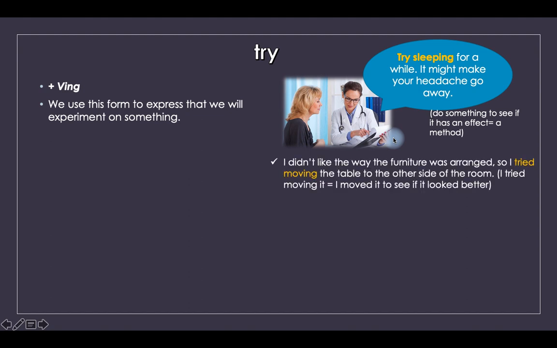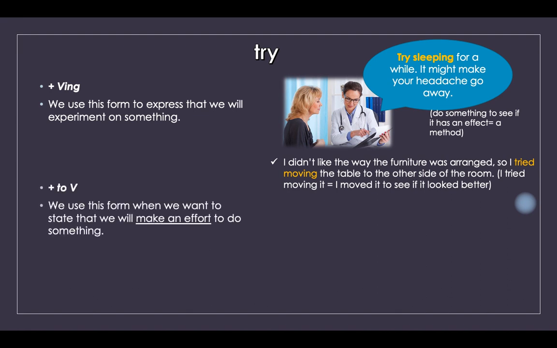She proposes a method. I didn't like the way the furniture was arranged, so I tried moving the table to the other side of the room. Again, I experimented on it. When it's an experiment, we use the ing form.